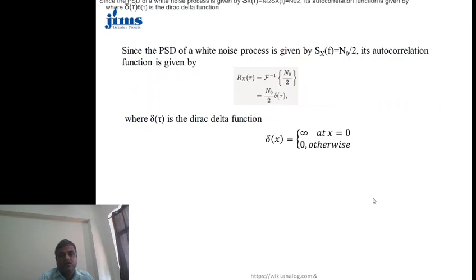So this is all about random variables and probability density functions.